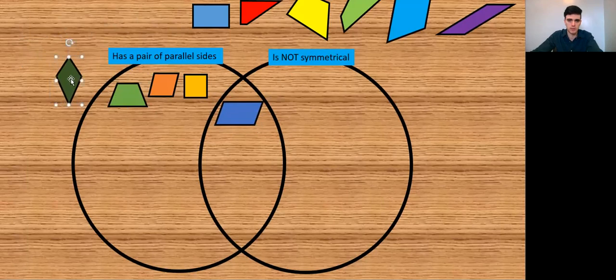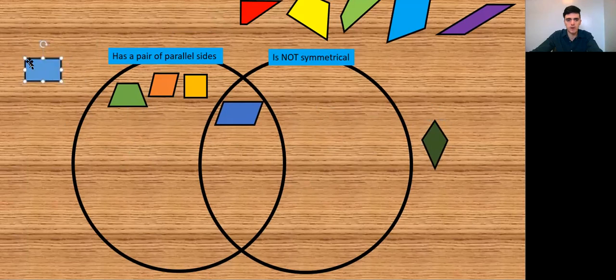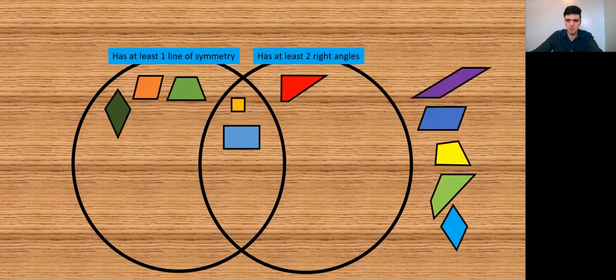Our kite has a pair of parallel sides. No, it does not. Remember, sometimes kites do, but only if all 4 sides are the same length. Is not symmetrical. Actually, it is symmetrical. So it doesn't fit in here, doesn't fit in here, kite's going over there. Pair of parallel, yes. Not symmetrical. No, it is symmetrical, so it's going to go over here. No parallel sides, and it is not symmetrical, so we can go over here. Ooh, we got one in this circle now. That's great. Actually, we went in that circle last time too.